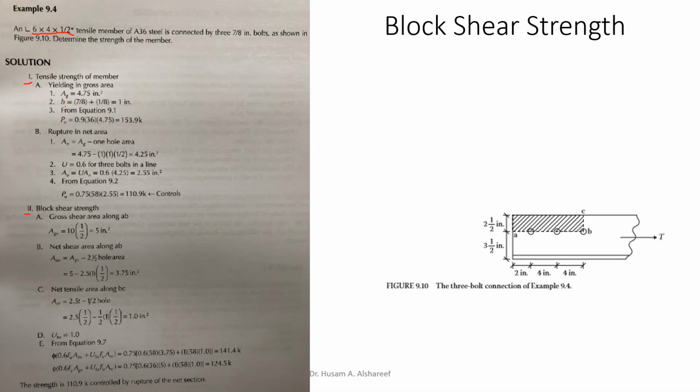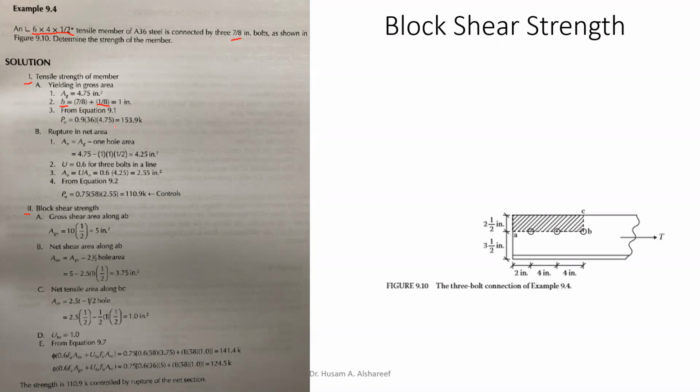Then the second step here is to find the hole size, which is H. So if you remember, we said for the bolt size 7/8, or actually any bolt size, we always add 1/8 of an inch to it to come up with the hole size, and this is what we did here. So we have the bolt size, we added 1/8 of an inch to it, and then we came up with 1 inch, which is the hole size.